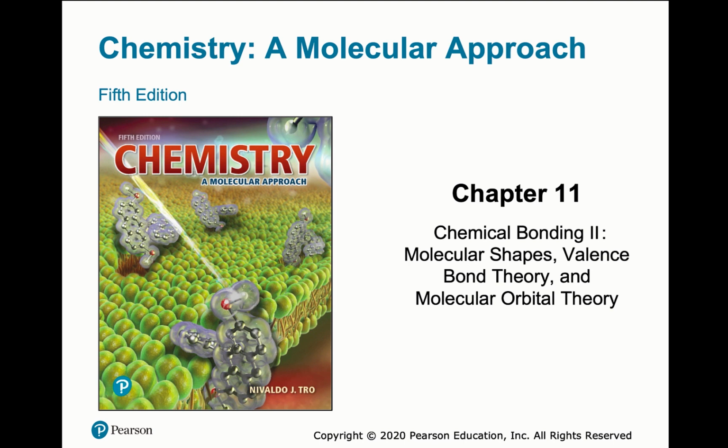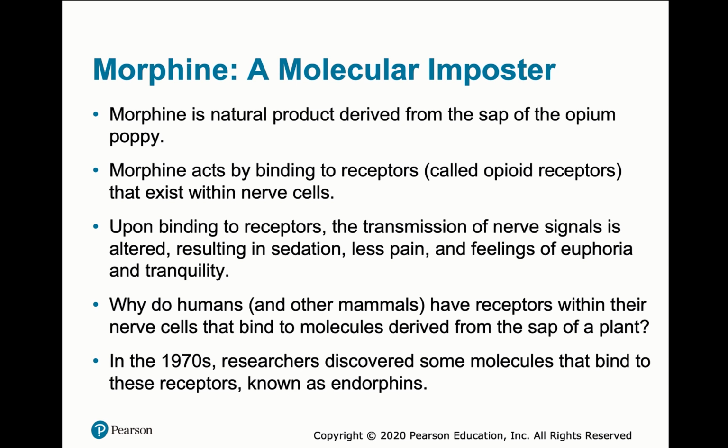Chapter 11 is a long chapter talking about other theories of bonding. So let's start off with, why do we care about this? Well, morphine is a molecular imposter.